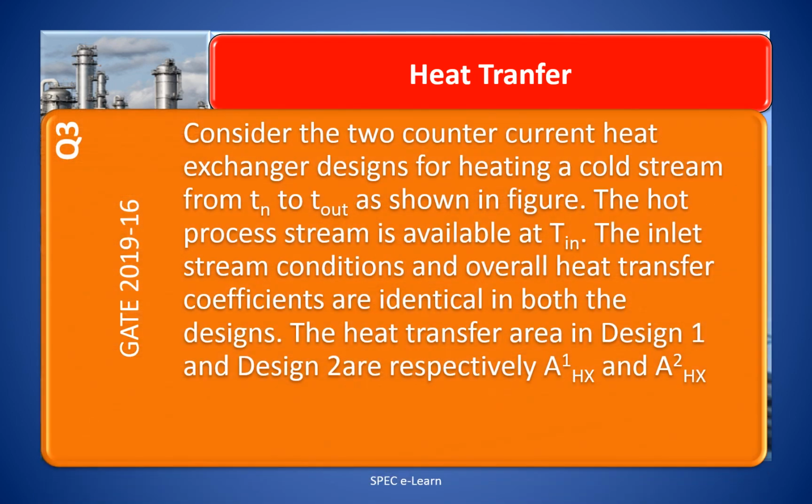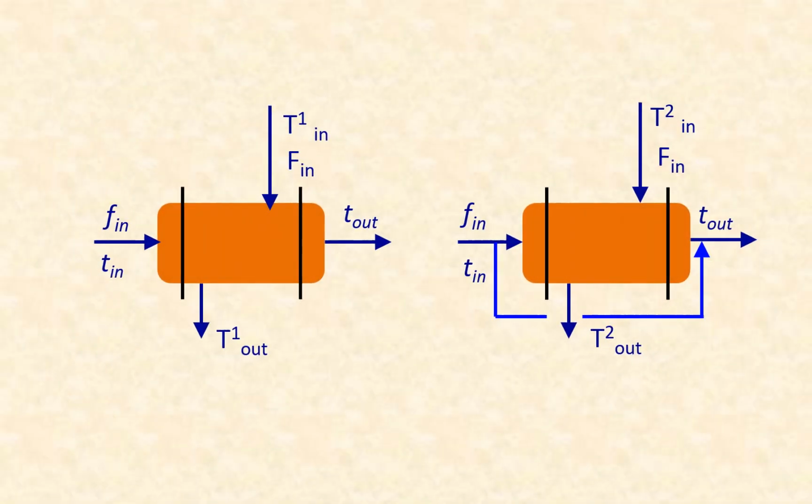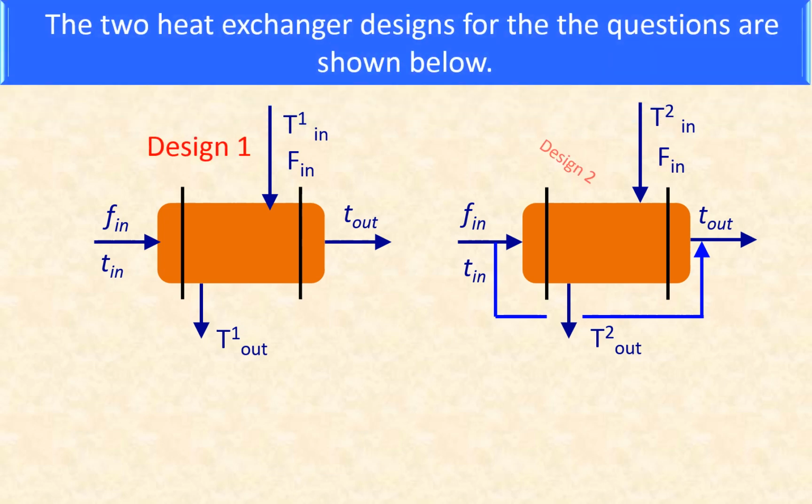Consider the two countercurrent heat exchanger designs for heating a cold stream from temperature t1 to t out as shown in this figure. The hot process stream is available at capital T in. The inlet stream conditions and overall heat transfer coefficients are identical in both the designs. The heat transfer area in design 1 and design 2 are respectively A1HX and A2HX. The two heat exchange designs for the question are given below.